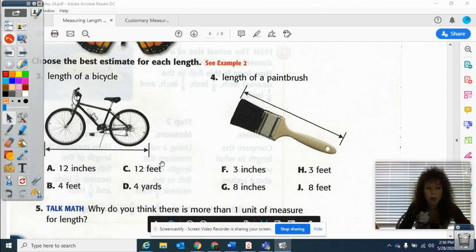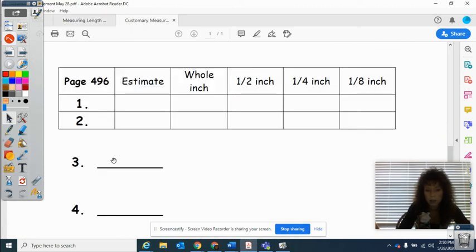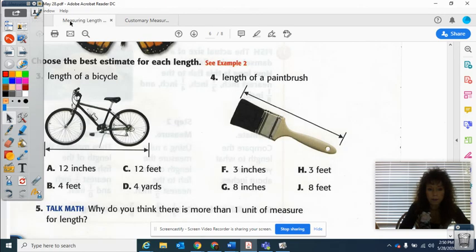So how long do you think a bicycle is? 12 inches, 4 feet, 12 feet, 4 yards. You can just write A, B, C, or D. You're going to write your answer here. Okay?